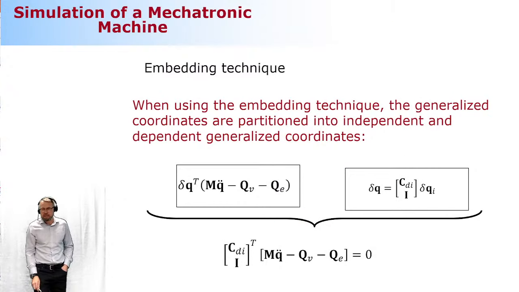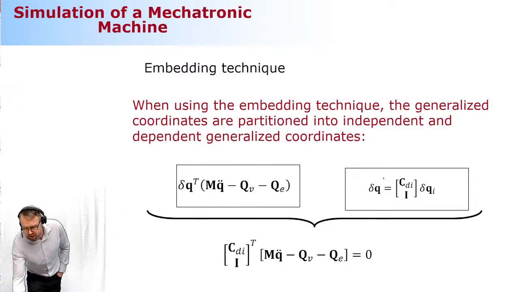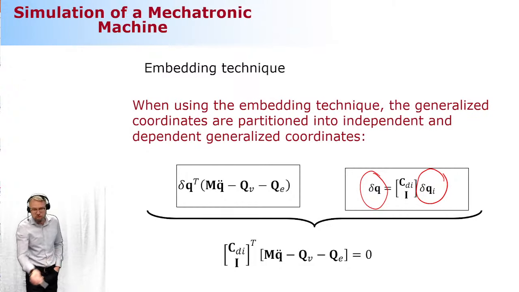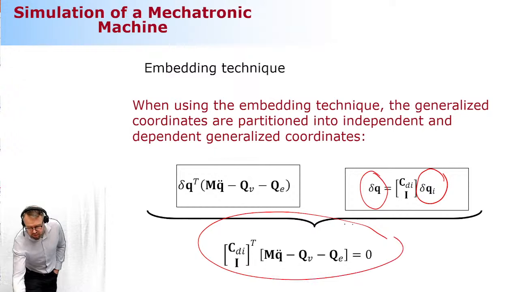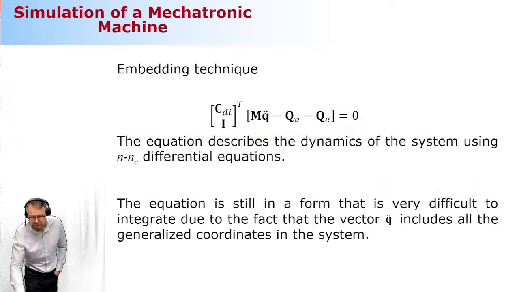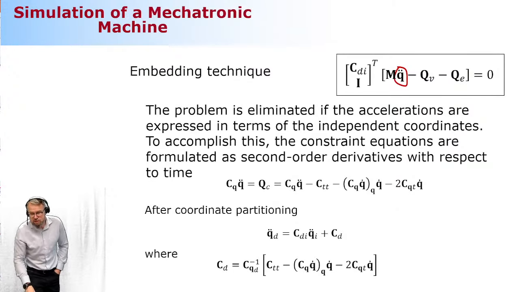So this is the embedded technique. I have this very important step, in which I'm expressing the virtual displacement by using representative degrees of freedom, independent generalized coordinates. Once I do that, this is my equation of motion. And then I'm using something a bit painful from my last slide, which is defining the acceleration by using independent accelerations only.